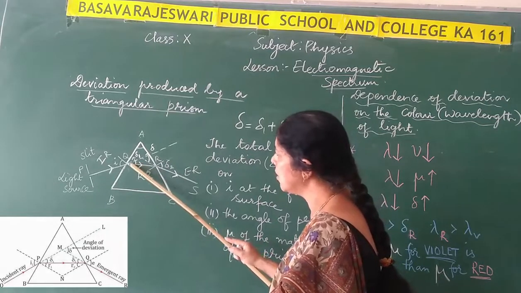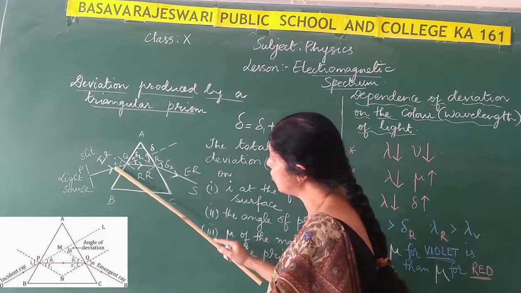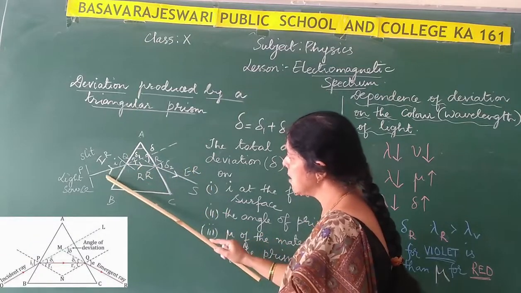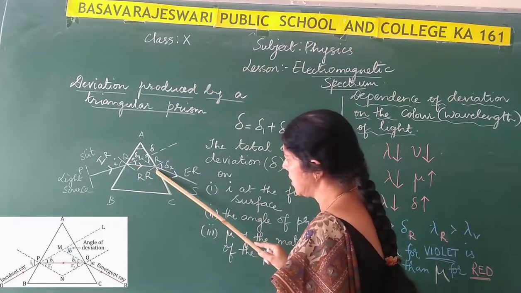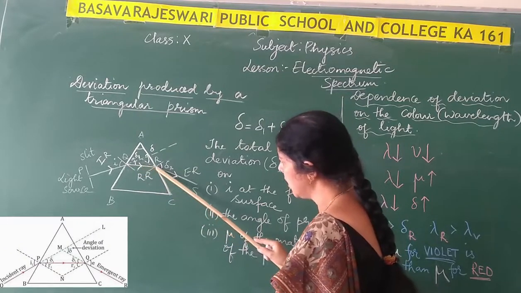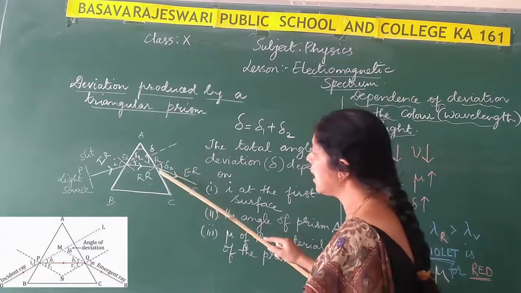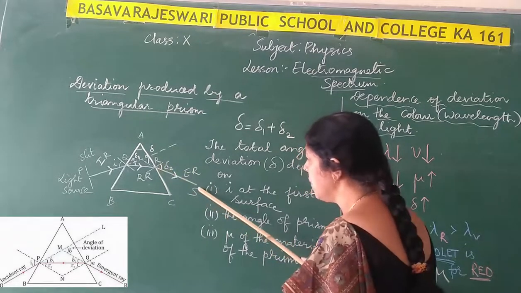Now I have shown the dotted line. This dotted line represents the original path of the incident ray. Now, as you observe, there is a deviation, meaning the light ray bends and changes its direction. This will be the refracted ray. It passes through glass, and once again at the second refracting surface, the light ray will suffer further deviation and it comes out in the air.